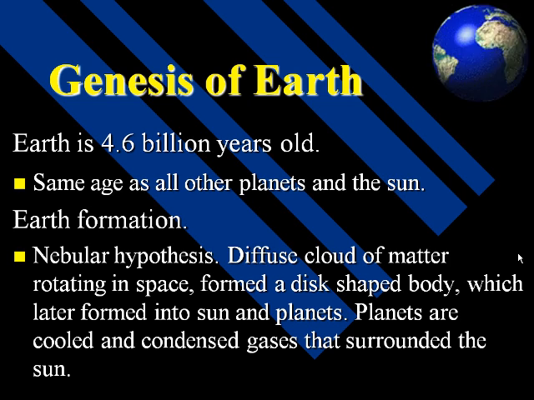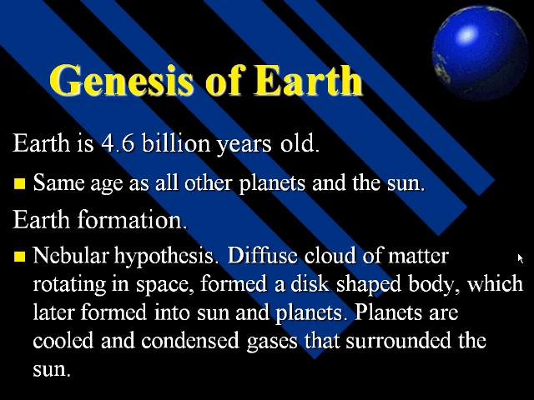Okay, so formation of the Earth happened a little over 4.5 billion years ago. Remember, this is formation of the Earth, and not the formation of the solar system. Formation of the solar system was the Big Bang theory. Everything kind of exploded outward and then condensed and cooled off and settled down. But the formation of the Earth is the nebular hypothesis.